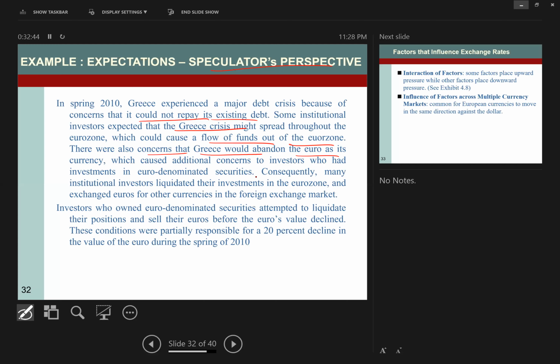So what happened? Due to this sentiment, due to this expectations, the speculators, they spread the rumors that whoever has the euro-denominated securities, they should sell that security. Why? Because euro currency gonna decrease in future. So what happened? Consequently, many institutional investors liquidated their investment in Eurozone. They sell their securities, the bonds, the shares. When they sell it, the supply of stocks and bonds increased.